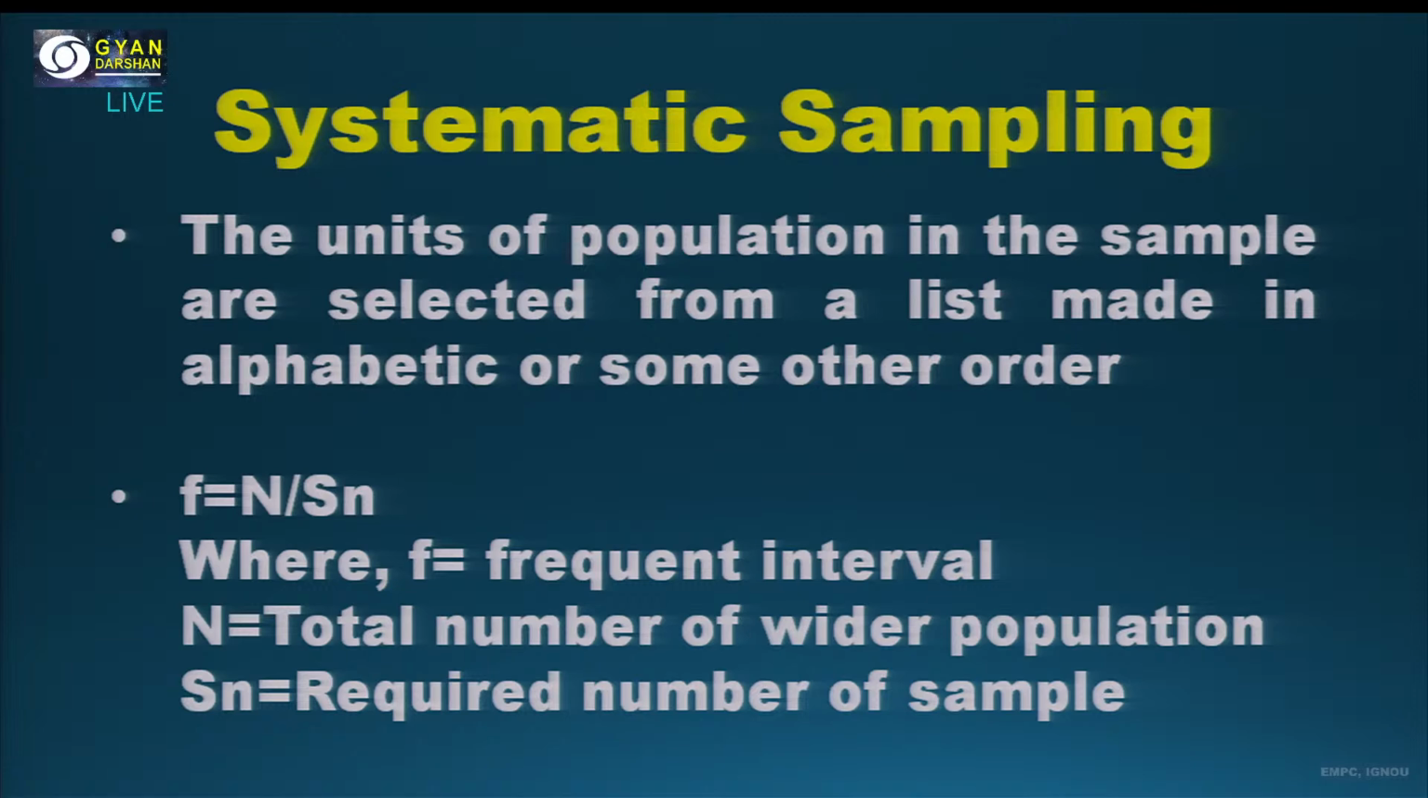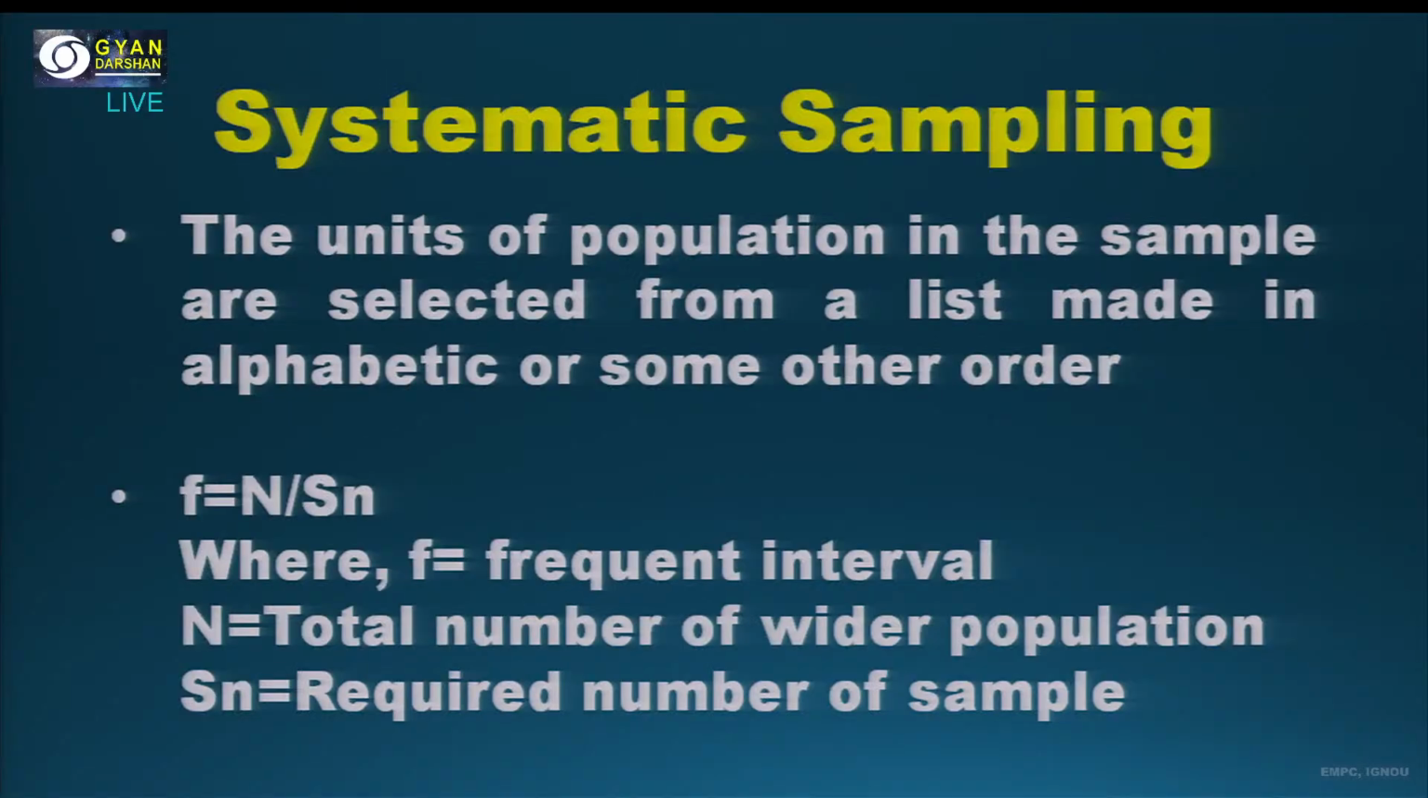If it is ordered in alphabetical order, you will first select the 5th student, then the 10th student, then the 15th student. If you want that kind of selection, then as you see on the slide, we use a small statistical formula: F = N / Sn. F is the frequent interval, N is the total number of the population, and Sn is the required number of samples. If it is 100 divided by 10, you will get F. So this is the technique we use in systematic sampling.